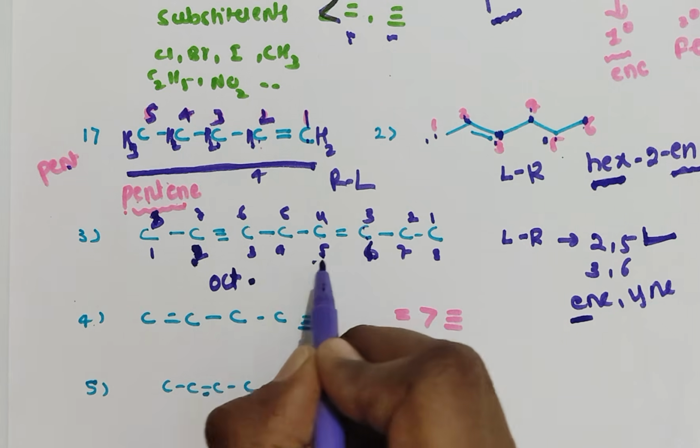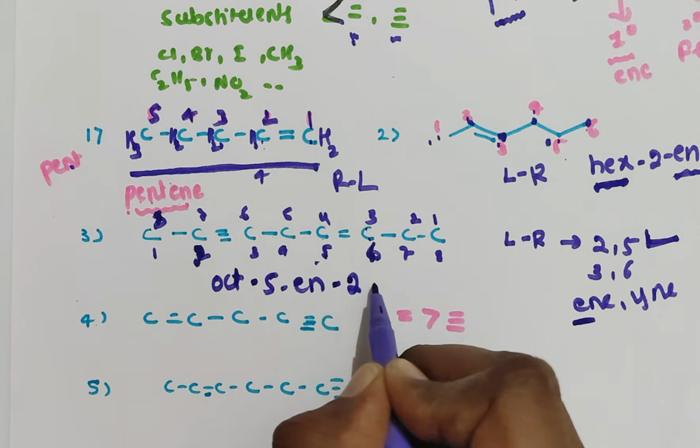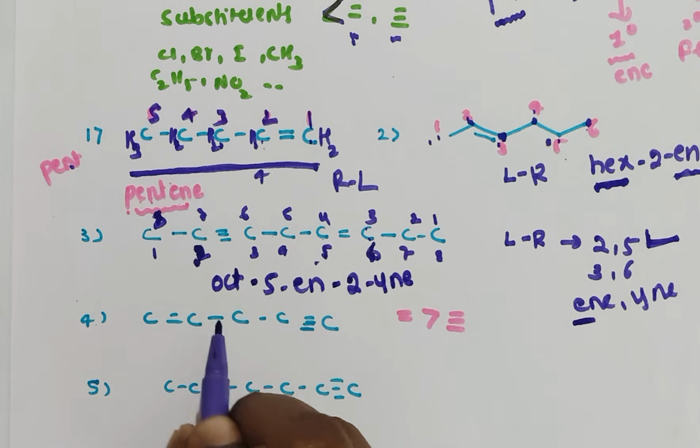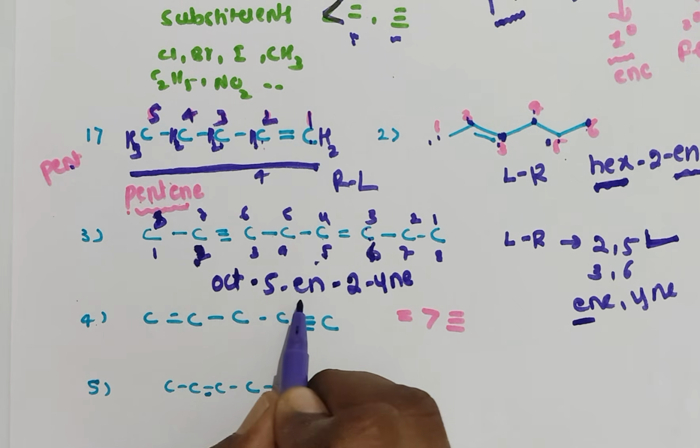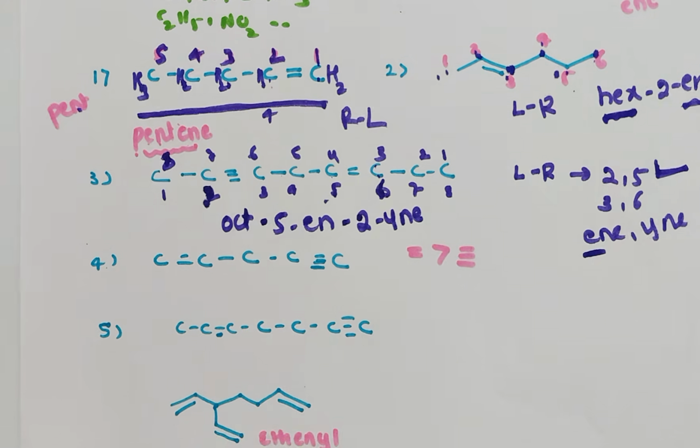Therefore 5-ene, 2-yne. Nomenclature becomes oct-5-en-2-yne. Is this clear to everyone? Understood? Okay, next we have to move towards next example.